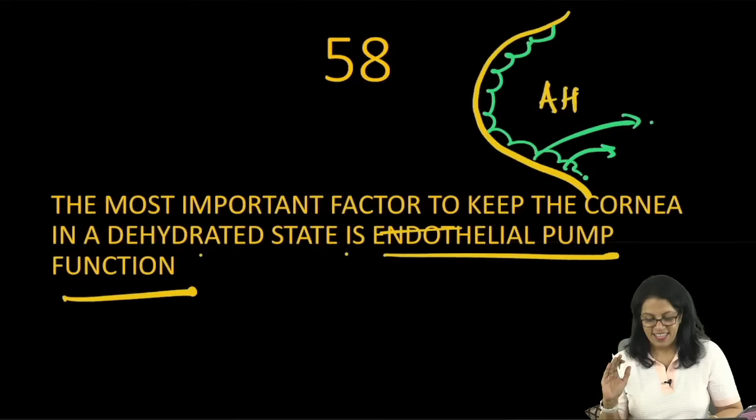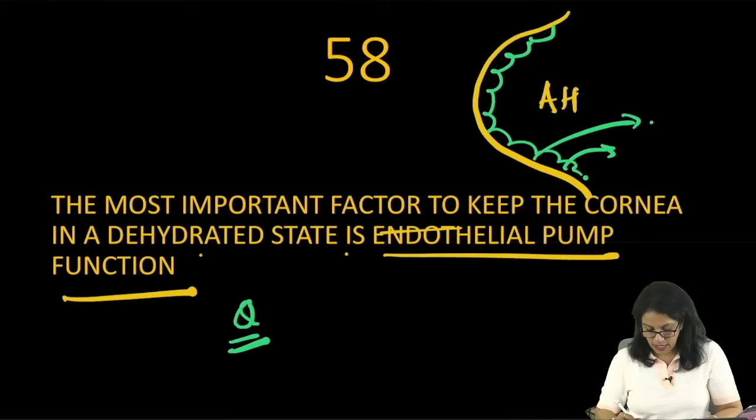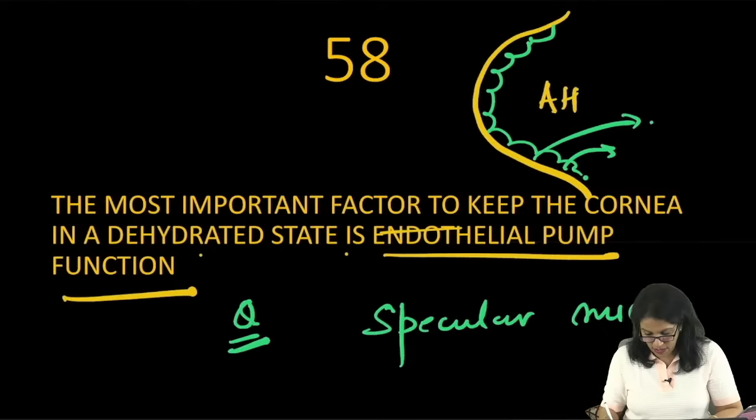We have done all that. What you have to remember more, how do you see it? This was your ask. You all should know specular microscopy. Okay? We see both the morphology and number by specular microscopy. Uske alawa kya puchega? What are the other factors to promote the dehydrated state or how to maintain the transparency of cornea.